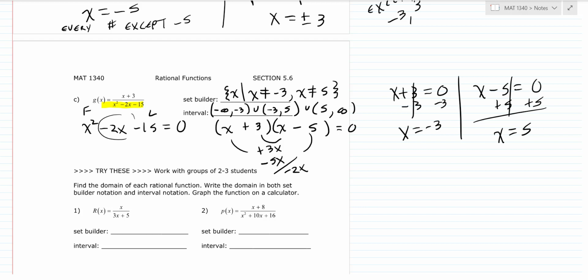So that's 3 examples of different things that can happen in the denominator. Okay, so that's how you figure out a domain as you run through that process.